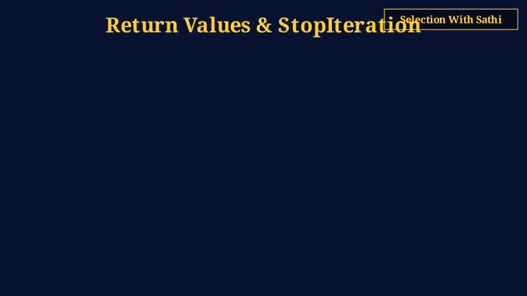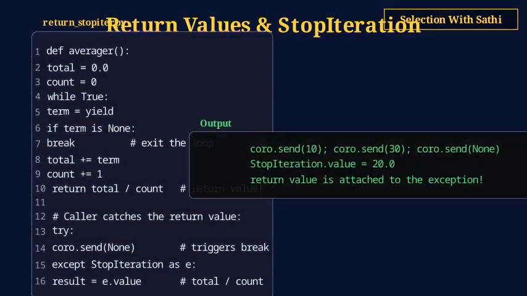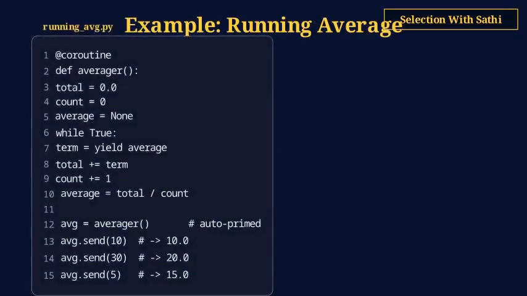When a coroutine uses return with a value, it raises StopIteration. The return value is stored in the StopIteration exception's value attribute. Direct callers must catch StopIteration and read .value to get the result. But yield from handles this transparently. When a delegating generator uses yield from on a subcoroutine, the subcoroutine's return value automatically becomes the result of the yield from expression.